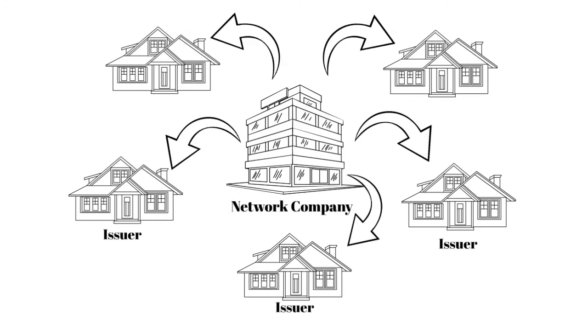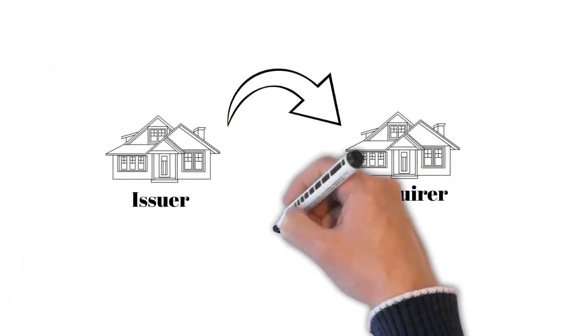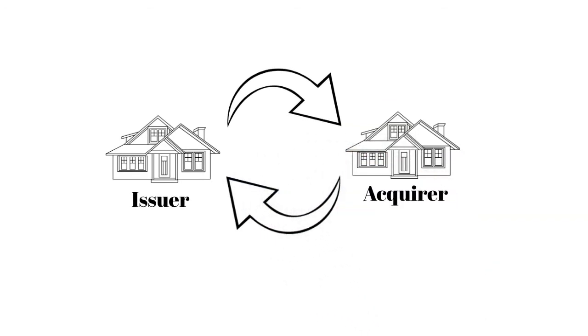Once the clearing of the transaction is complete, the final step of the payment process takes place, and that step is settlement. In the settlement step, the network sends consolidated net settlement statements to the participating issuer and acquirer. Funds are then transferred between each institution, and at this point the process is complete.